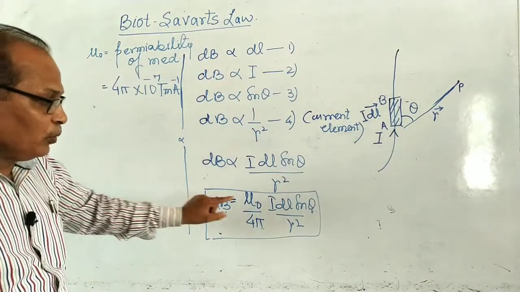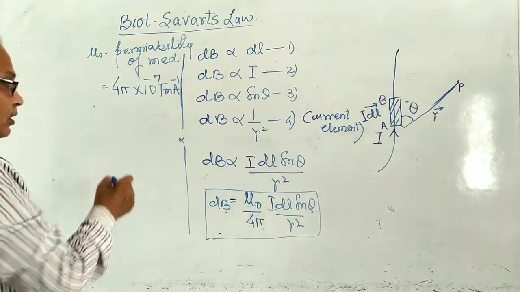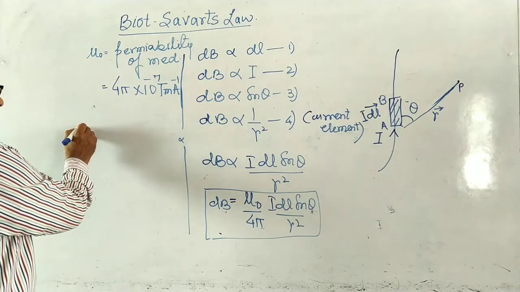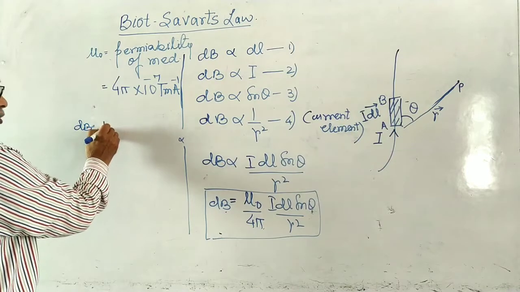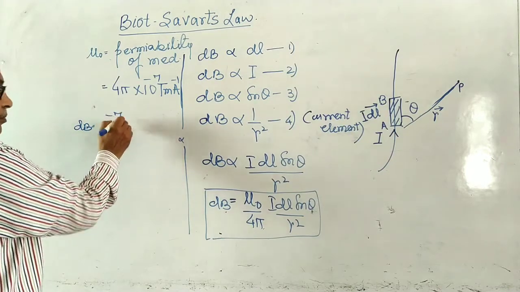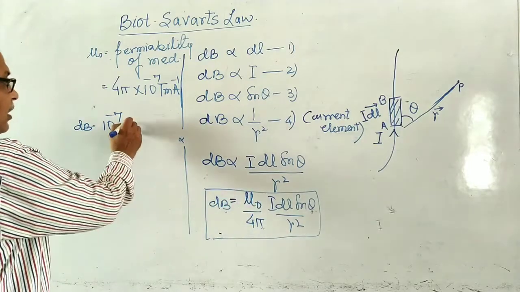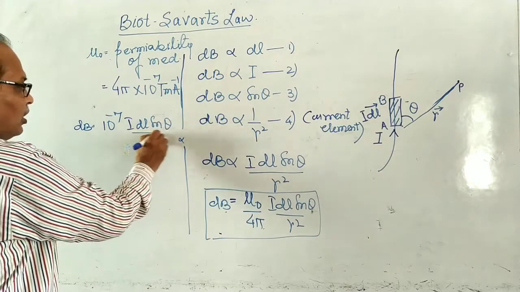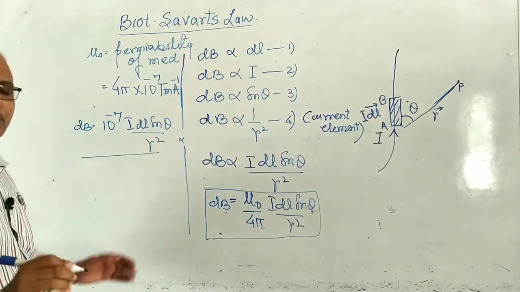Now, if you put the value of mu naught, then this can be written as dB equals 10 to the power minus 7, 4 pi into 10 to the power minus 7, 4 pi will cancel, I dl sin theta upon r square. This is particularly for the free space.